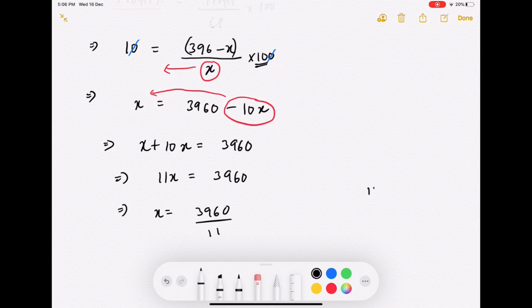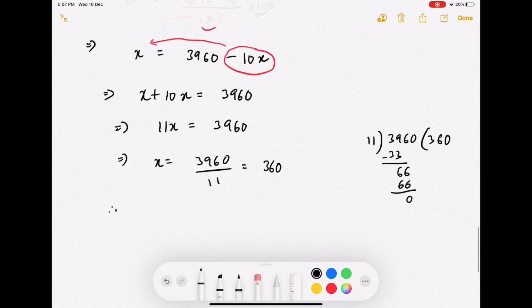And if you do the division, let's see what we get. 11 times 3 is 33, 6, then 11 times 6 is 66, and another 0. So the value of x is 360. Therefore the cost price of the article is equal to rupees 360.